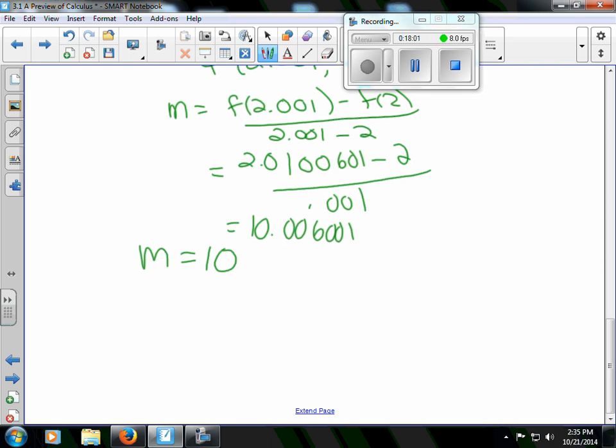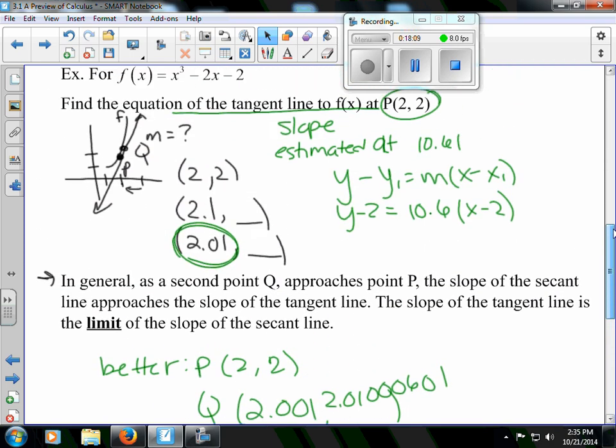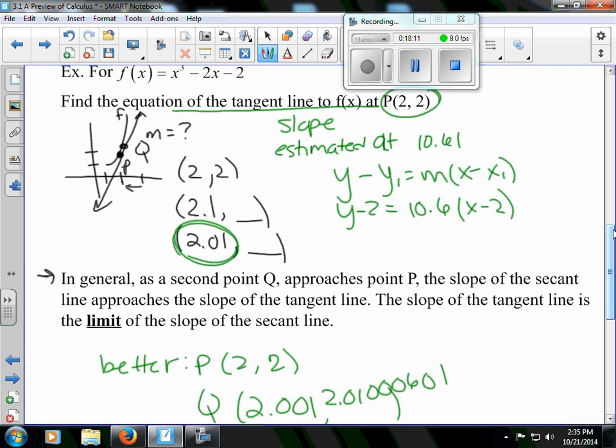Now, if I were a betting man, I would bet my slope is 10. If I get even closer in x values to 2, my slope gets even closer to 10. And so for my tangent line, I should just go ahead and use 10 as the slope there. And that's one of the things we'll do over and over again in calculus.